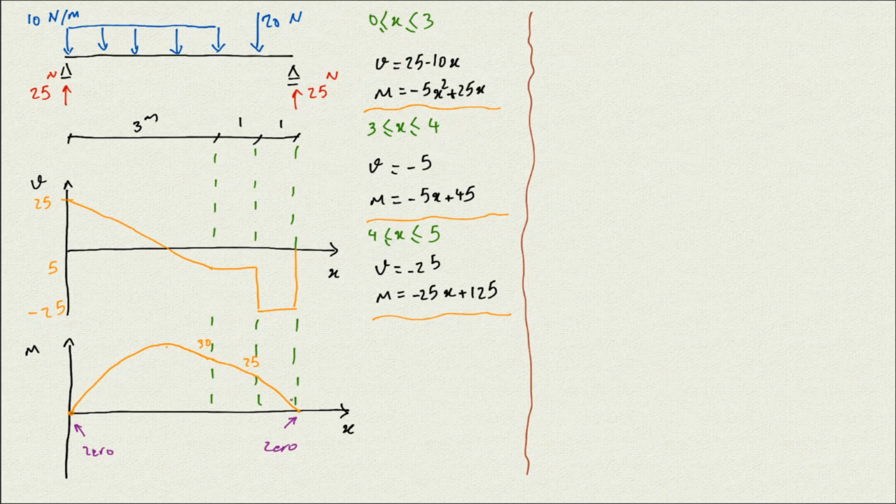The other point is that we will have, let's say, dV over dx is equal to w. This one is the slope of shear, and this one is just the distributed load.